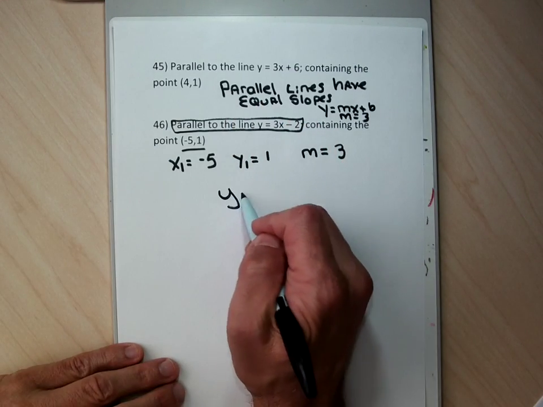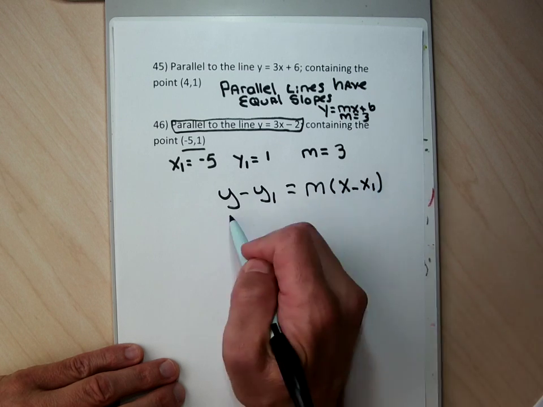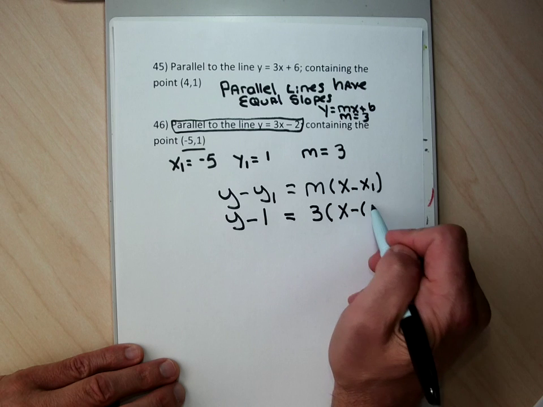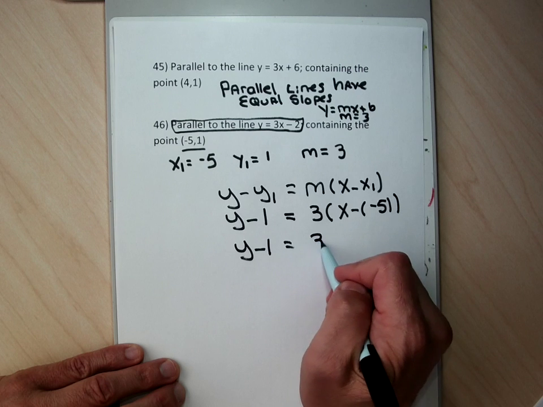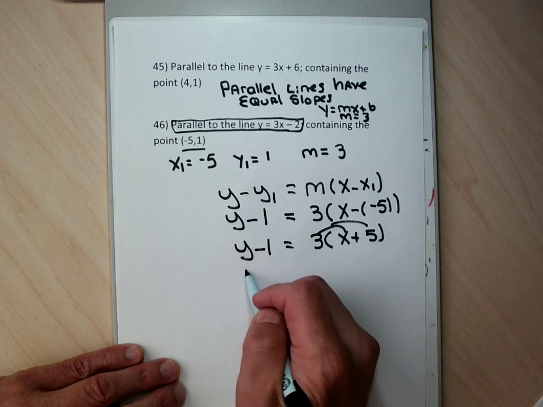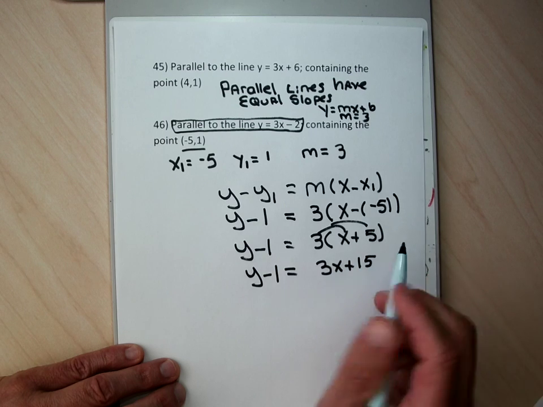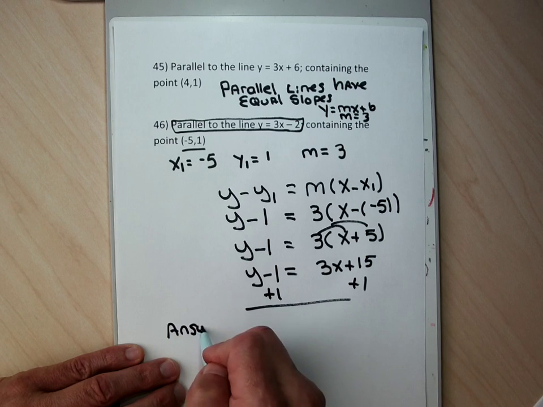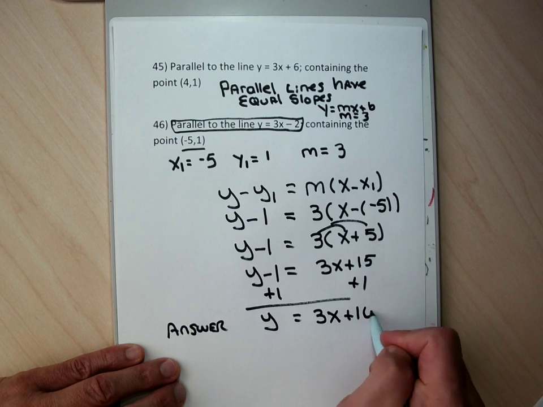Now I'm going to use the y minus y1 equals m times x minus x1 formula and go y minus 1 equals 3 times x minus a negative 5. Double negative is going to go positive, so it's going to give me y minus 1 equals 3 times x plus 5. Clear the parentheses by multiplying through by 3. Gives me y minus 1 equals 3x plus 15. Add 1 to both sides, and that will give me my answer of y equals 3x plus 16.